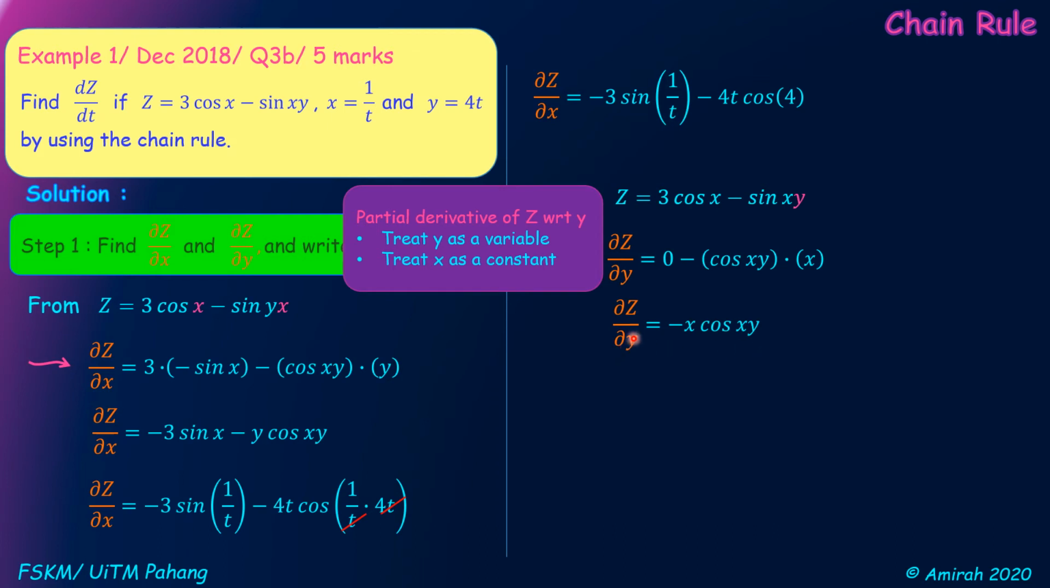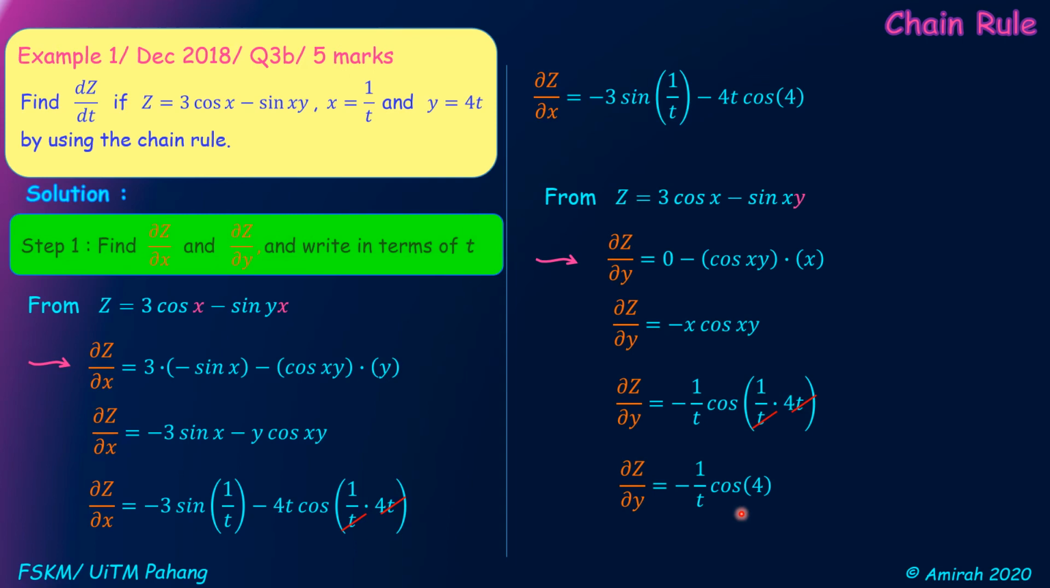Okay. Now we find del z over del y. So we need to write del z over del y in terms of t. From here, we replace x equals 1 over t. So we get this. And we replace y equals 4t. So we get this. After that, we can simplify t. Then we get del z over del y equals negative 1 over t cos 4.